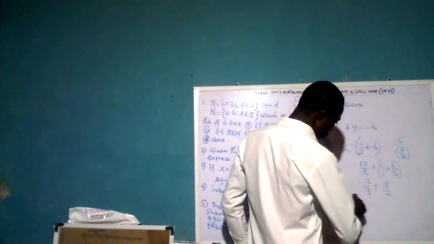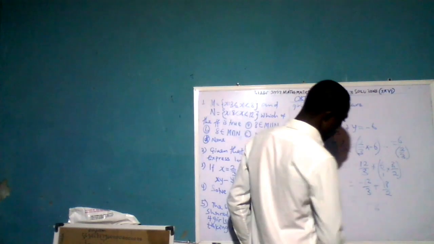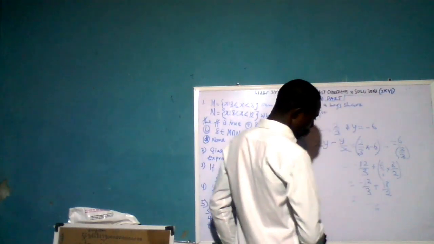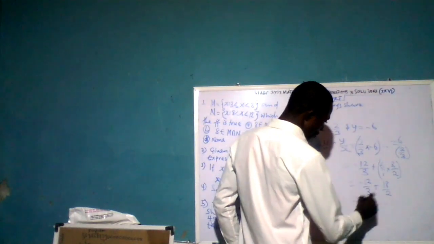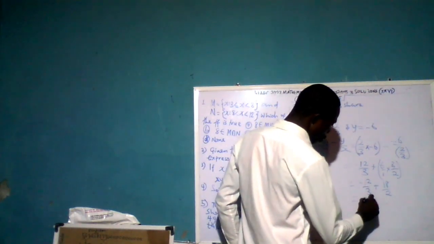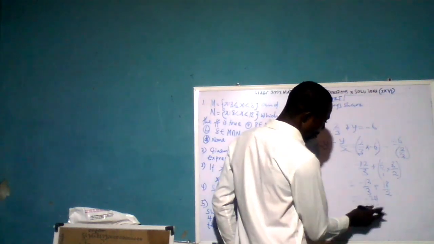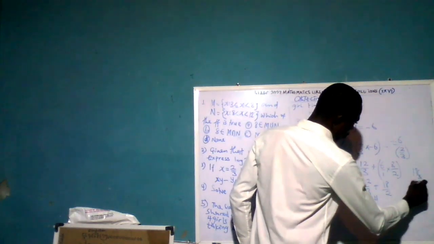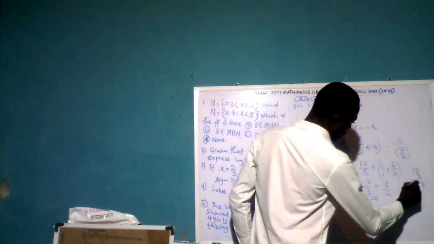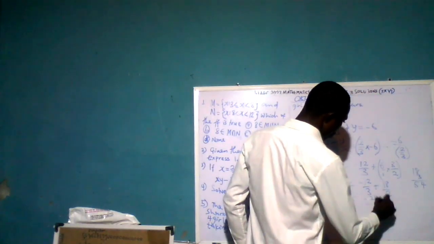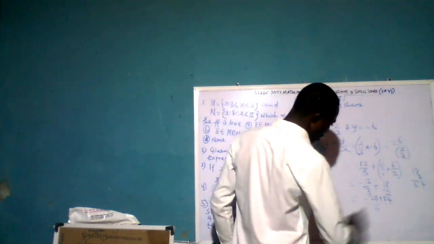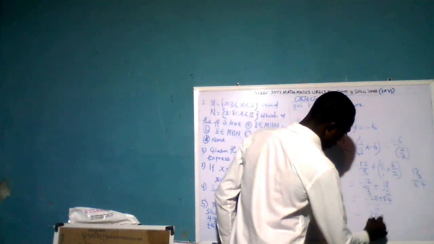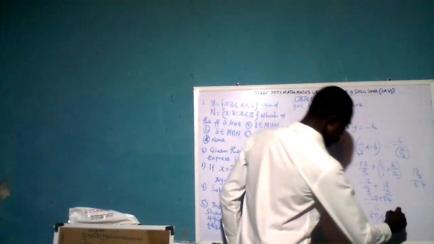And if you find the LCM, it will be 6. 6 divided by 3 gives 2, then 2 times minus 12 is minus 24. 6 divided by 2 gives 3, then 3 times 18 is 54. Now 54 minus 24 gives you 30. So you have 30 all over 6, which will give you 5. That's the final answer.